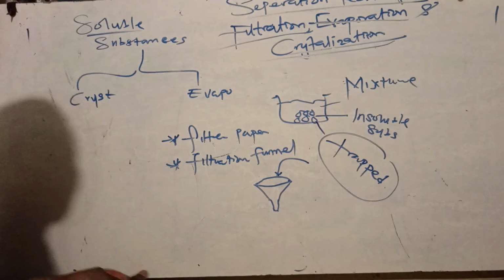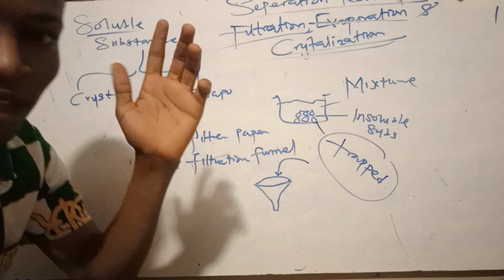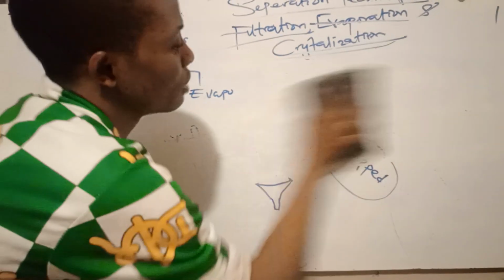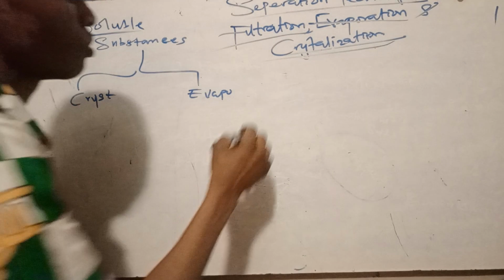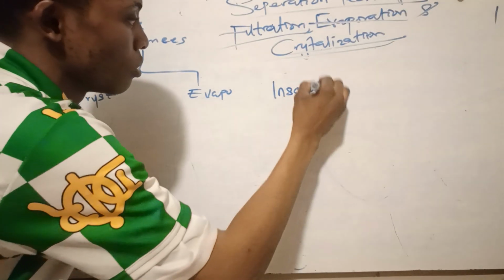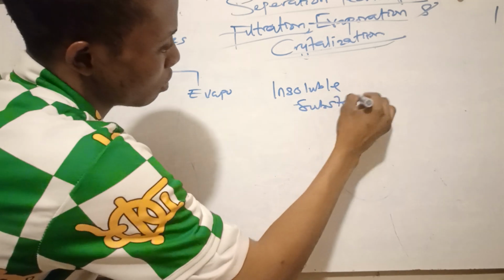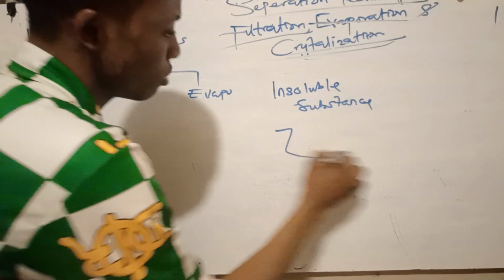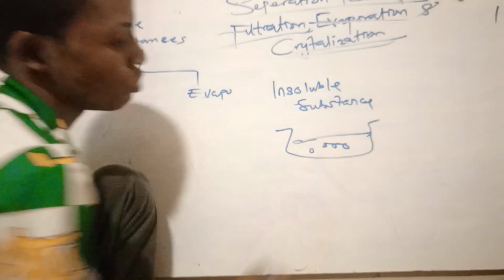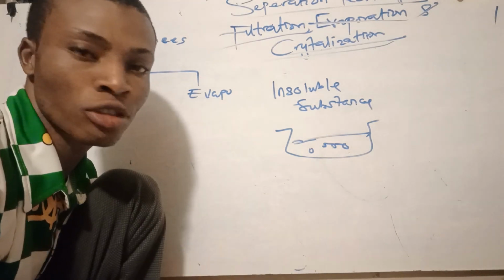So now we have learned three separation techniques. So we have learned filtration. Filtration is used to separate a mixture of insoluble substances. Insoluble substances are those that are not soluble in water, for example. So we use what? Filtration. In filtration, what are the apparatus we use? We use our filter paper and filtration funnel.